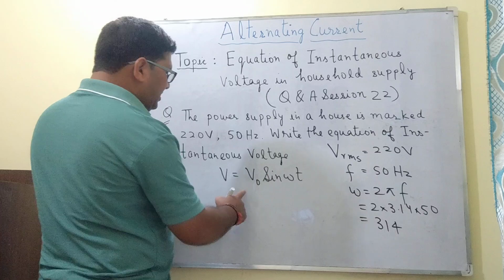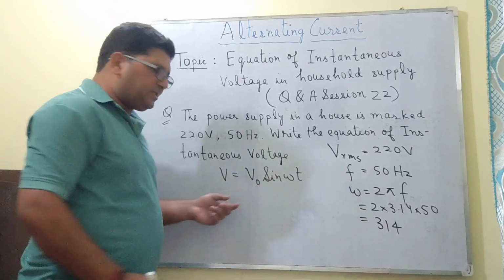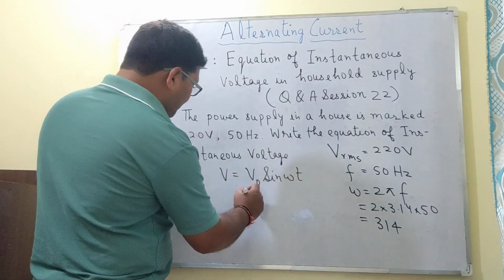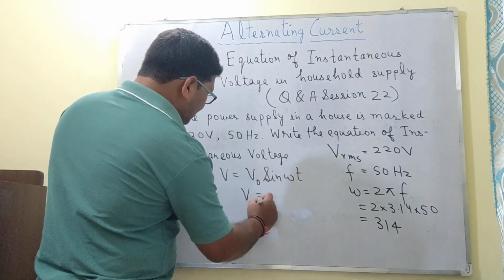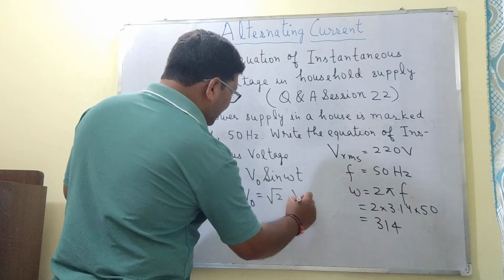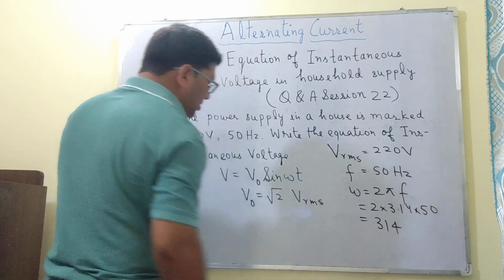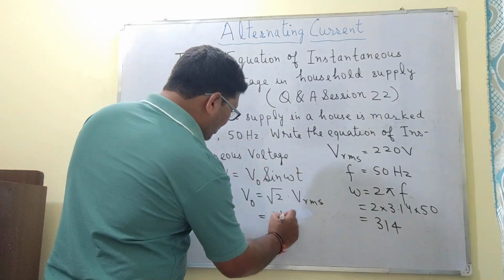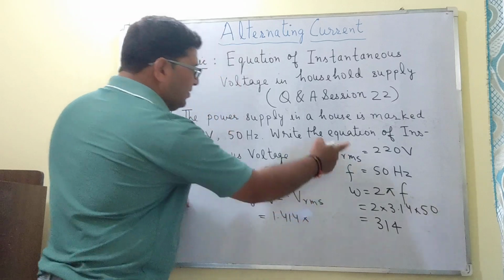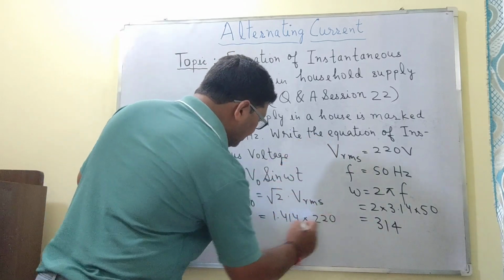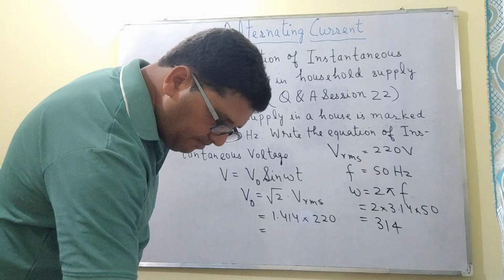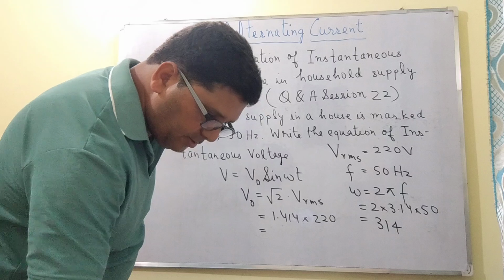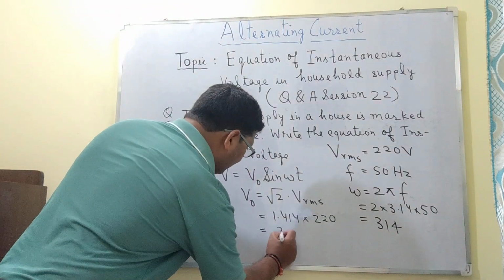Now V naught is the peak value of the voltage supply, the peak value of the voltage. So this is equal to root 2 times the V_RMS. This is the formula which we have studied in the previous sessions, and this is equal to 1.414 into V_RMS, which is 220. So this is equal to 220 into 1.414. This is approximately equal to 311.